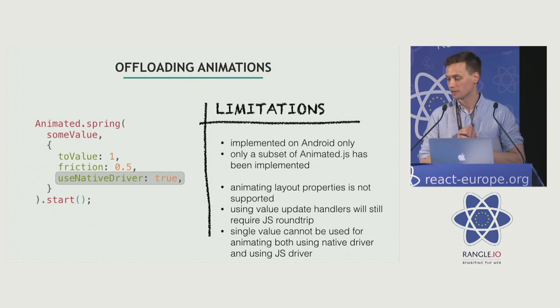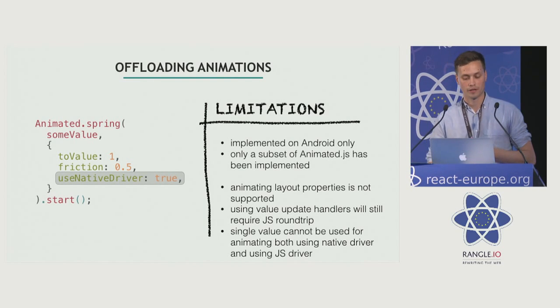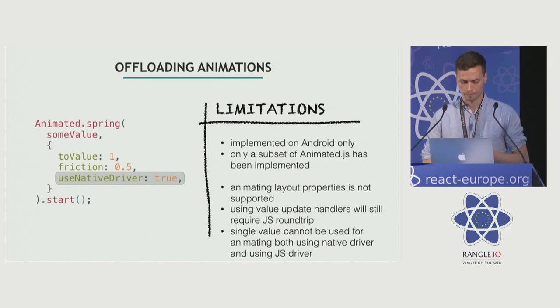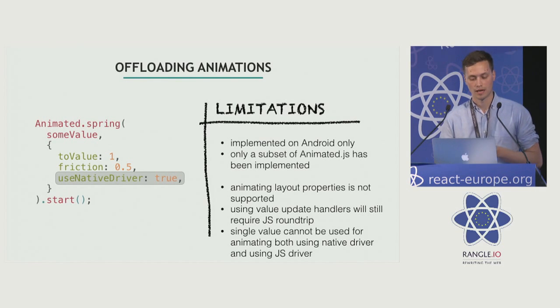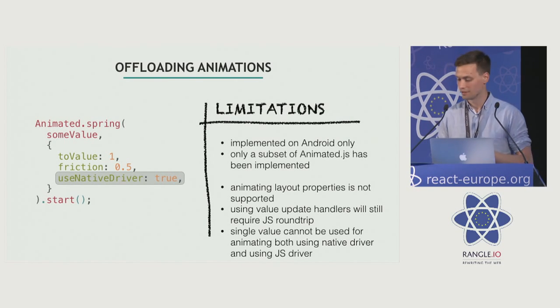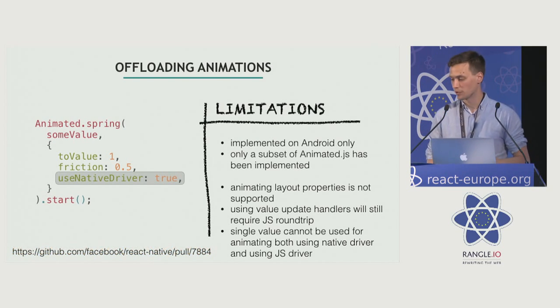So it works for Android only at the moment. There is also only a subset of Animated.js implemented. Layout properties are not supported, and they probably won't be supported with the current design. What else? There are also a couple of places in which you might end up actually calling JS by mistake. But apparently I prepared this slide a couple of days ago, and this just happened yesterday. There is a pull request for iOS by Brandon Withrow. So hopefully it's going to get merged into master sometime soon.